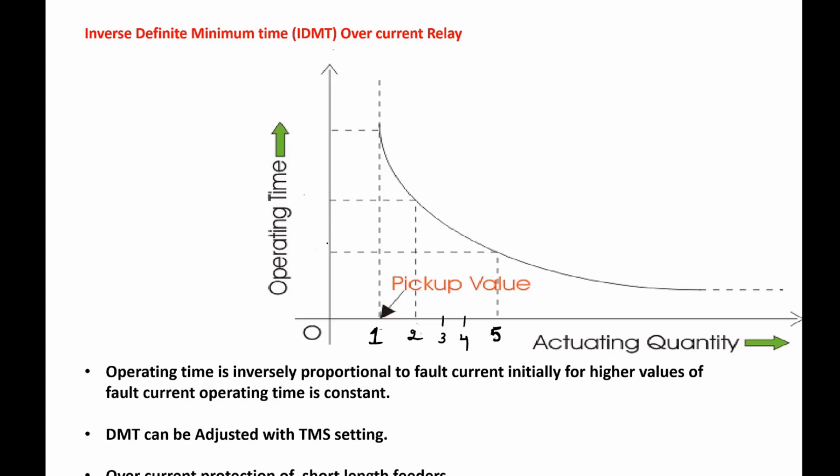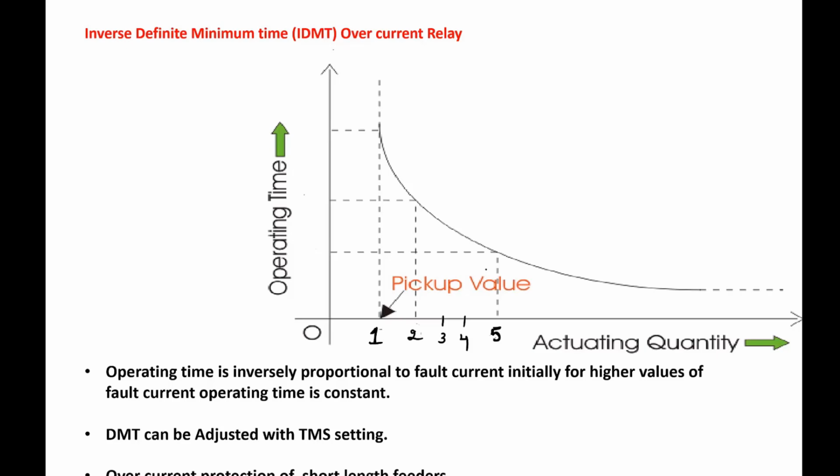That should be the characteristics of any overcurrent curve. That means PSM value is increasing means what? The severity of fault is increasing. As the severity of fault increases, the relay should take minimum time to operate.